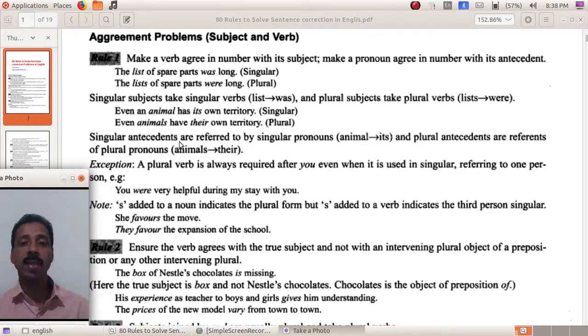Singular antecedents are referred to by singular pronouns. That is, as it is animal, its, and plural antecedents are referred to by plural pronouns. Animals, their.